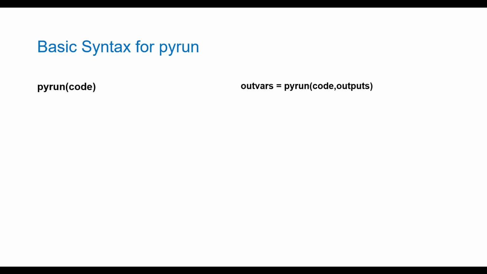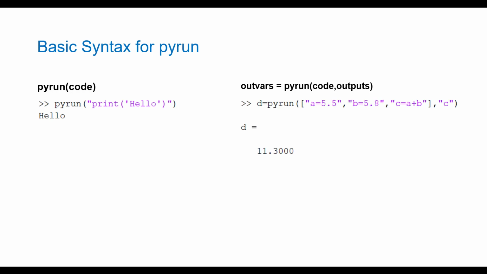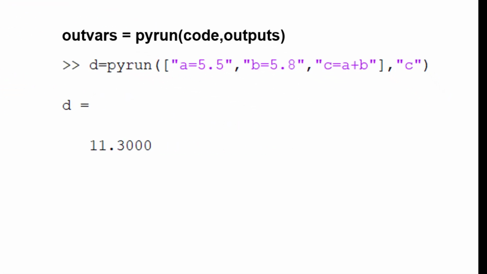With the help of pyrun, you can run individual Python commands, even blocks of Python code, to create variables for subsequent use in MATLAB. Look at the code on the right, having multiple Python statements in the same pyrun call. The sum of a and b is calculated using the Python interpreter. The result is stored in another Python variable c, whose value is returned as the MATLAB variable d.